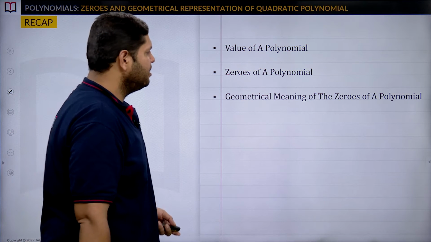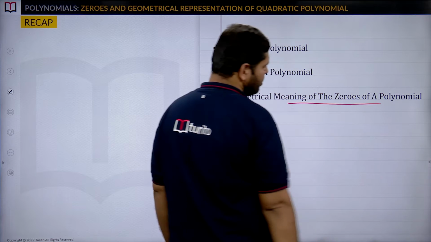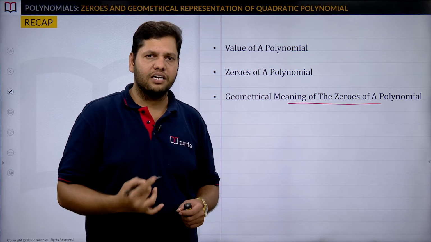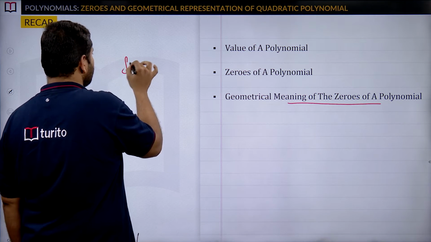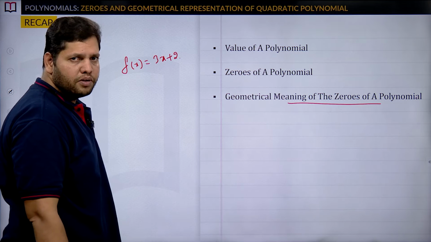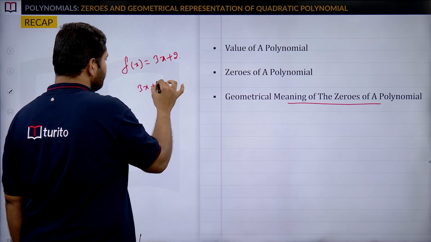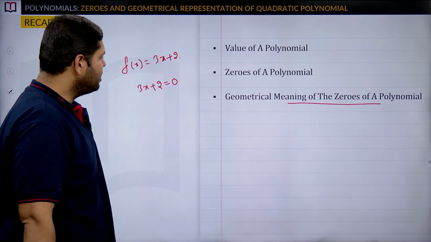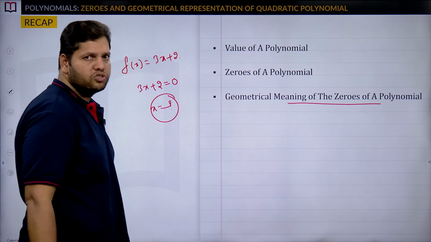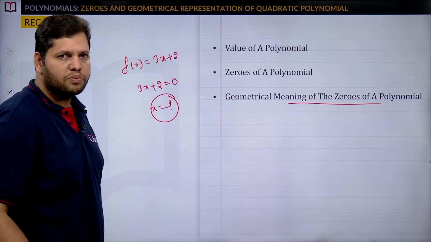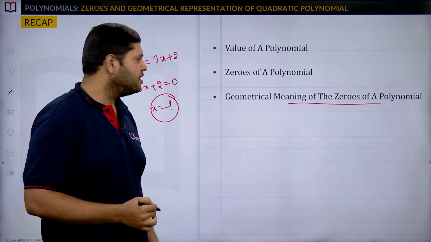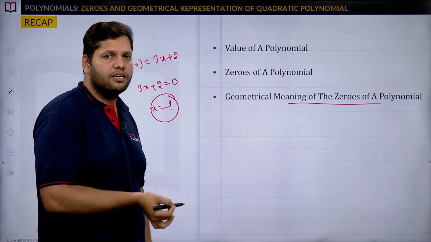Next, children, we discussed again the geometrical meaning of the zero of the polynomial. The zero of the polynomial we can find in two ways. The first way is theoretically. Suppose f of x is a polynomial 3x plus 2. How can we find the zero of this polynomial? We make 3x plus 2 equal to 0, then we find the x value. We equate the complete polynomial expression to 0 and from that we find the x value. That x value is the zero of this polynomial.